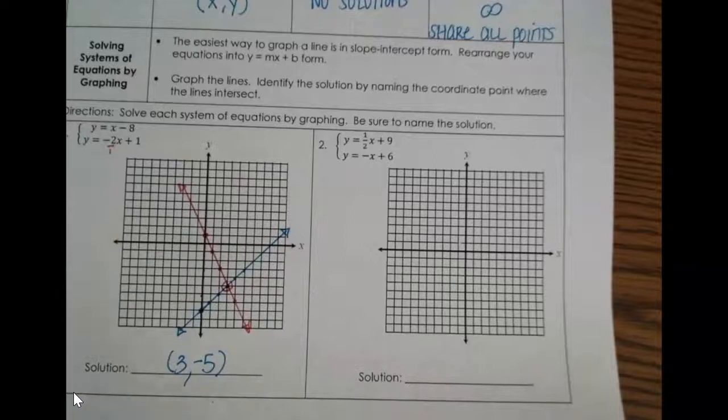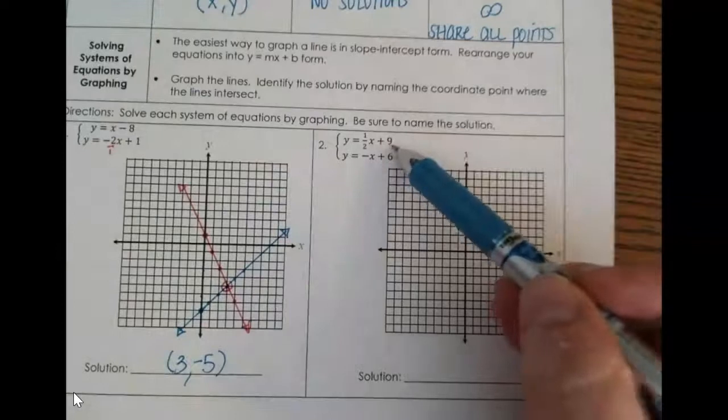All right. Let's try our second one. It's nice when they're already in slope-intercept form. It makes it a little bit simpler. So my y-intercept is at 9.